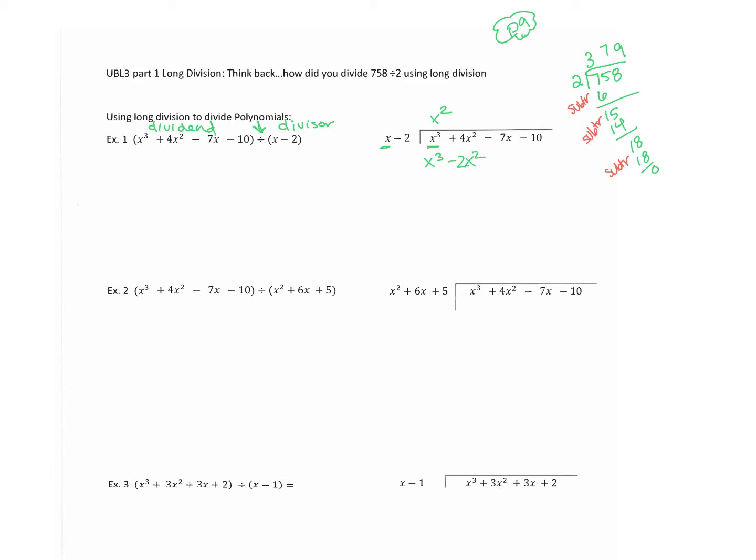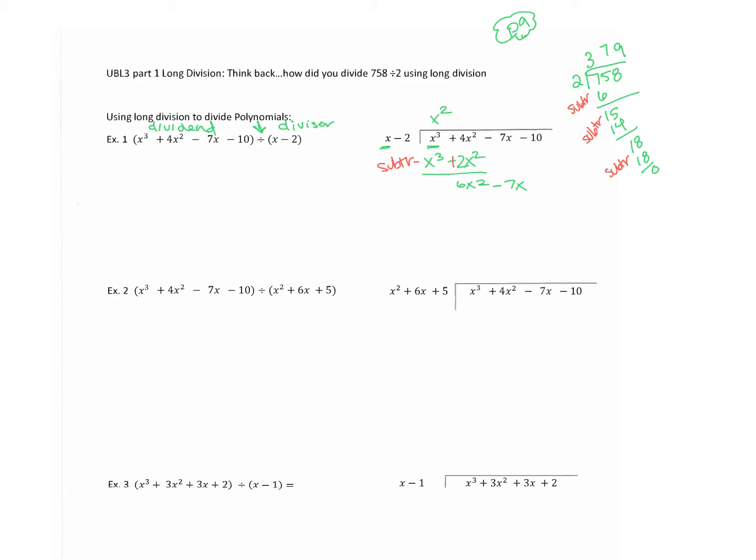So this is the really important part. I now have to subtract. This is what we always kind of forget. So I'm going to subtract, meaning I change both my signs to the opposite, and my x cubes cancel, and it looks like I get 6x squared. So now let's bring down the next number, minus 7x, and let's pause for a moment.